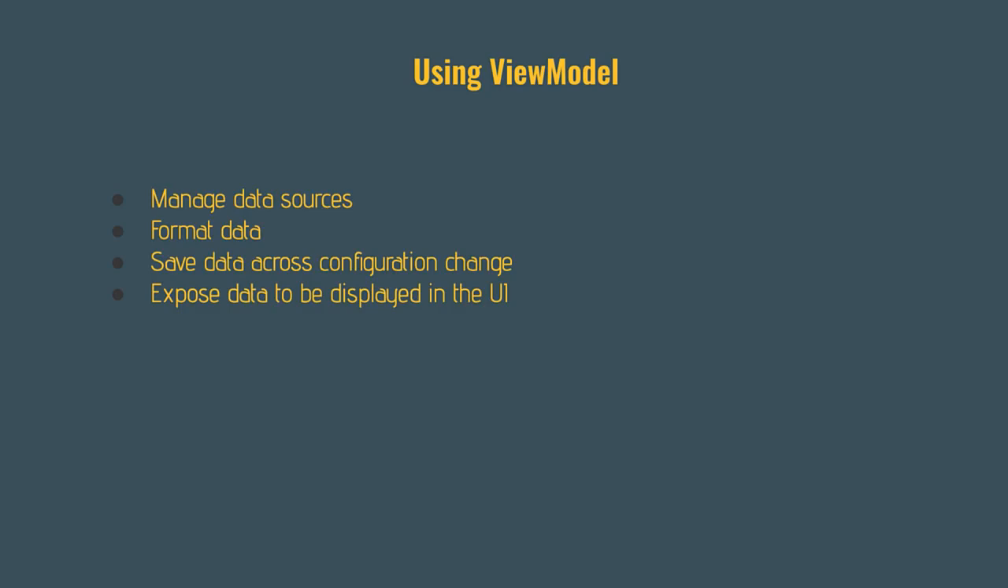The ViewModel then helps us save data across configuration changes. We can then expose that data to be displayed in the UI using something like LiveData, so that the UI will only be updated when it's active, but the ViewModel can update itself independent of needing to know about the fragment and what state it's in.